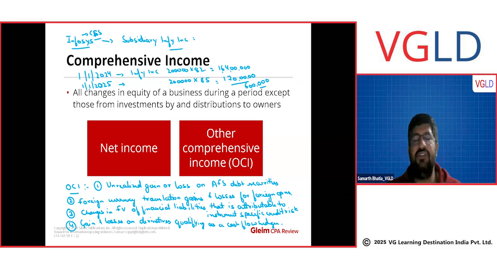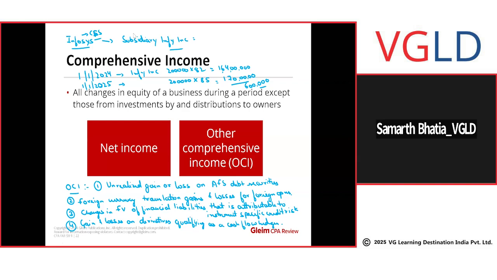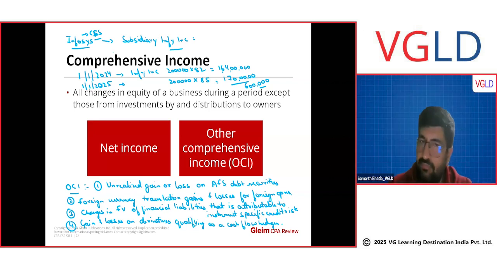Because derivative is not treated as an investment, but on a regular basis there can be an increase or decrease in the value of the derivatives. So that should not be reflected in profit or loss in any way. That should be reflected by way of other comprehensive income. So these are the 4 points that will be reflected under other comprehensive income.